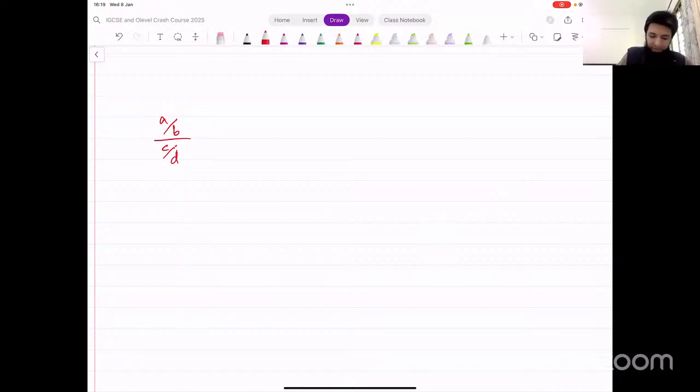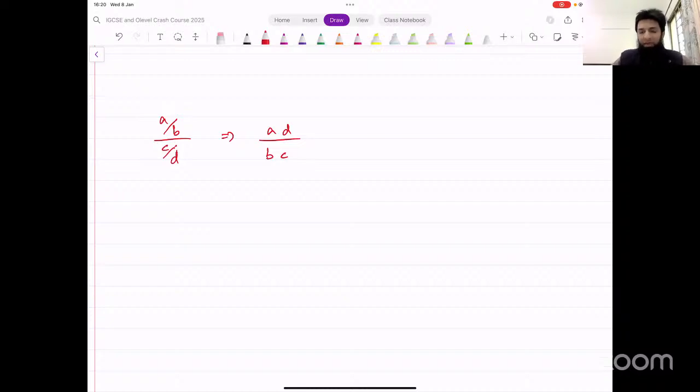So this B can go down and get multiplied with C, and this D can go up and get multiplied with A. So you can directly simplify this as A times D divided by B times C. A gets multiplied with D and B gets multiplied with C in the denominator.